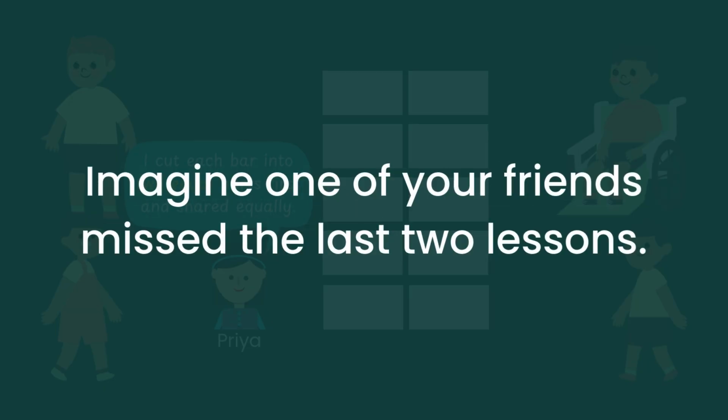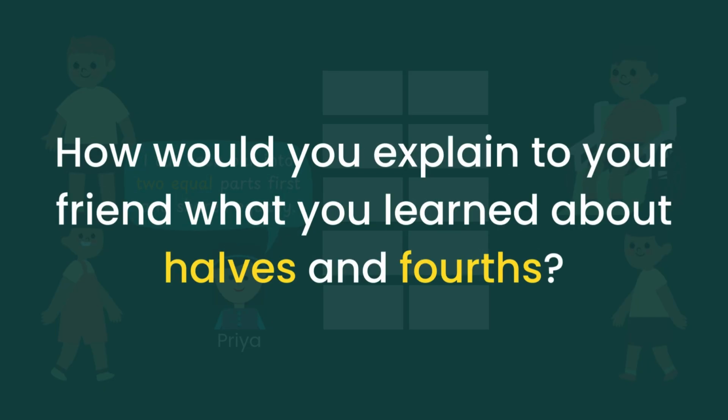Now, imagine one of your friends missed the last 2 lessons. How would you explain to them what you learned about halves and fourths? Perfect, Navjot. Let's summarize what we learned. When we divide something into 2 equal parts, each part is a half. When we divide something into 4 equal parts, each part is a fourth.